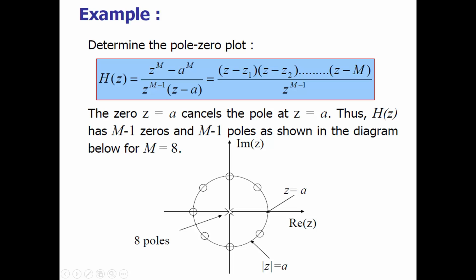7 poles will exist at the origin, and one pole gets cancelled with one zero. This is 7 here, not 8 poles. The total number of poles in the system is 8, but 7 poles will be at the origin, and one pole at z equal to a will be cancelled out with one zero at z equal to a.